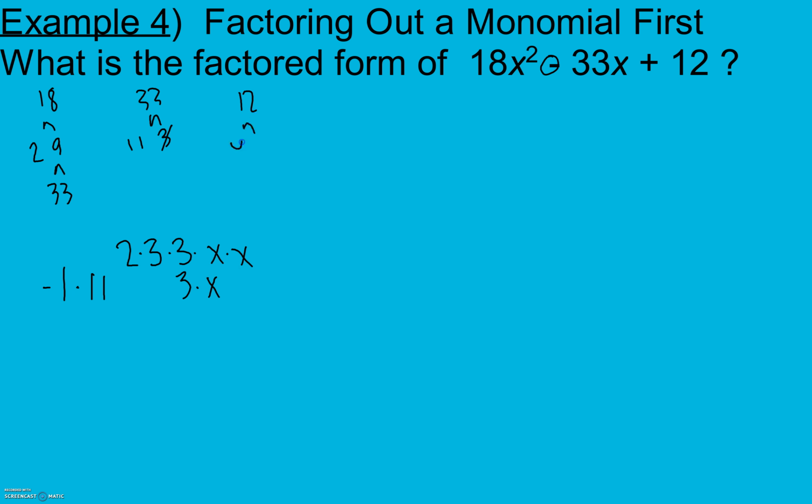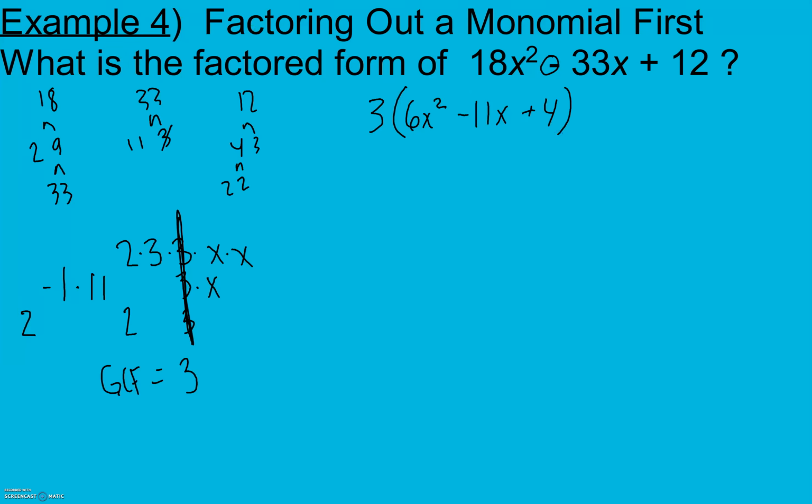12 is 4 times 3, which is 2 times 2. I put a 3 in my 3 column, 2 in my 2 column, and I make another 2 column. I don't have any x's. What I do have, though, is a common 3. So my greatest common factor is 3. Now I multiply by everything that's left. 6x squared minus 11x plus 4.